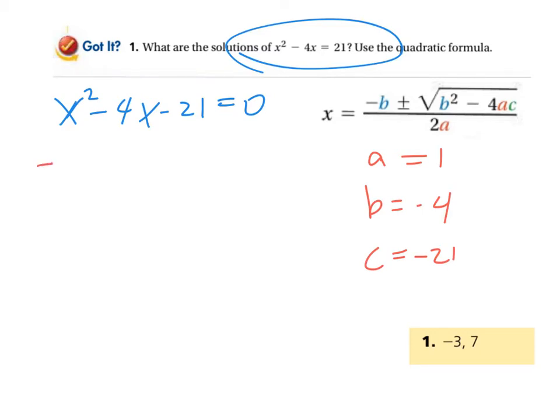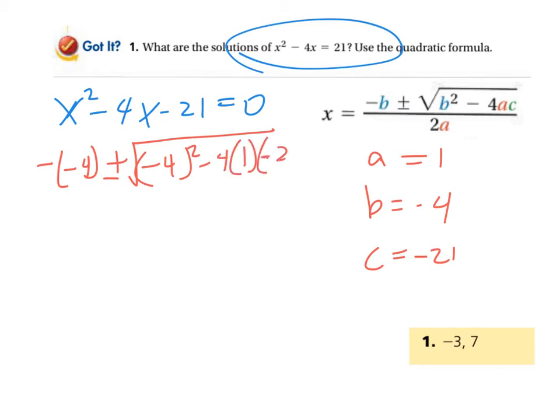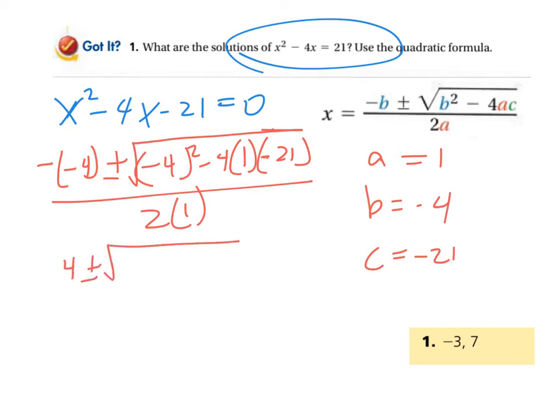So we're going to have the opposite of B, which is negative 4, plus or minus, then under the square root, B, which is negative 4 squared, minus 4 times A, which is 1, times C, which is negative 21. All of that over 2 times A, which is 1. So I get, now these two cancel each other out, so I get a positive 4, plus or minus underneath here, 16 plus 84, all of that over the number 2. So we get 4 plus or minus square root of 100, all over 2.